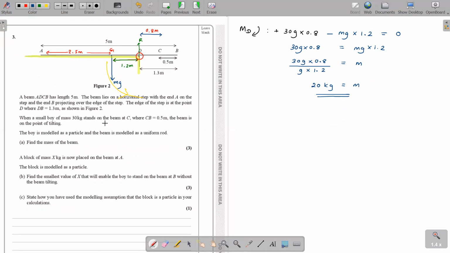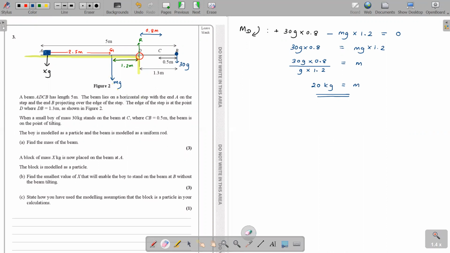First of all, in part B, they say they are having a block of mass x kilogram. So at point A, you have a block of mass x kilogram. So mass x kilogram, its weight is xg, right? The weight is xg. And then the boy is now where? At the point B. Do you agree with me? So the boy has a mass of 30 kilograms, which means it's 30g at this point. Are you with me?